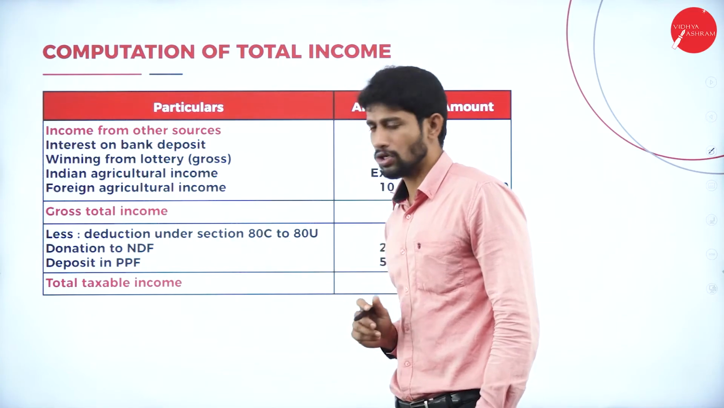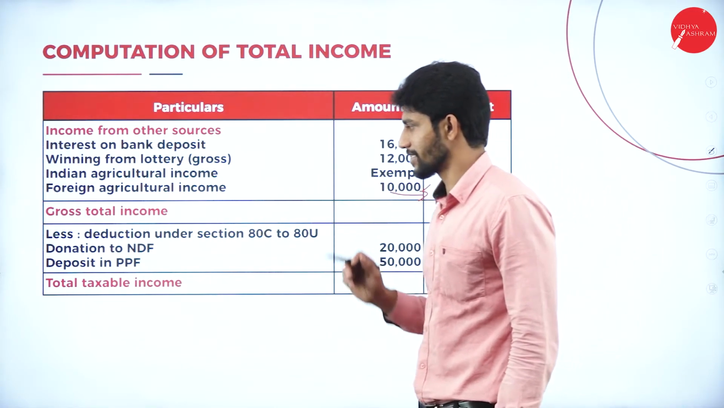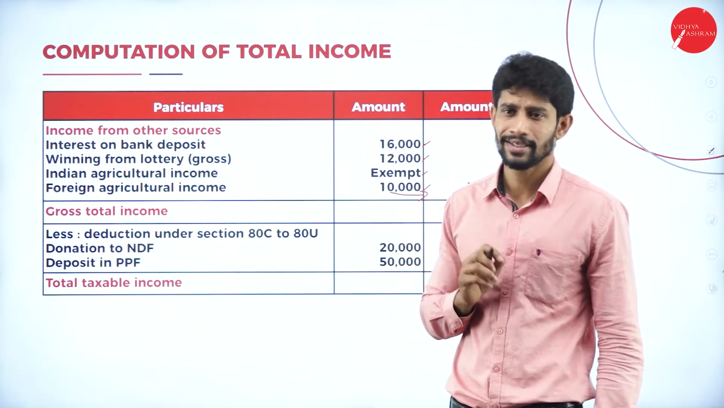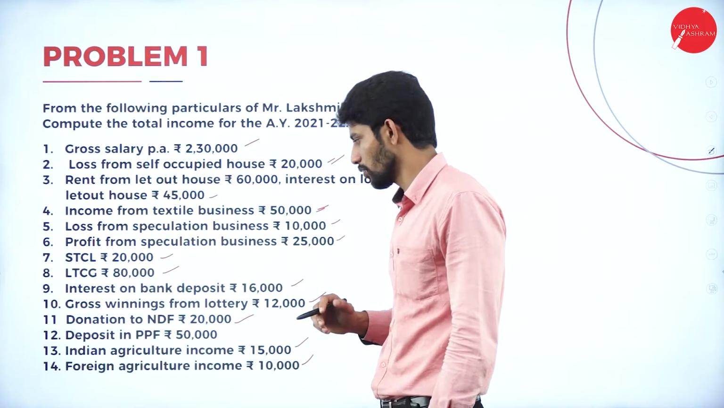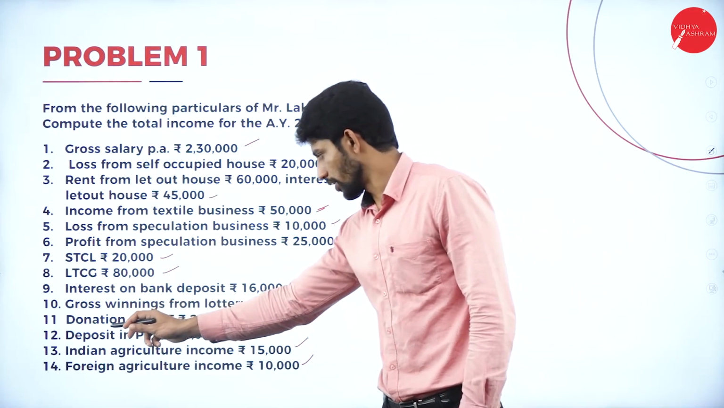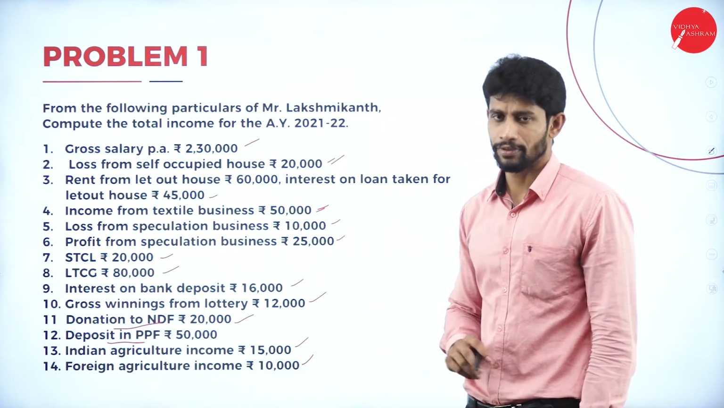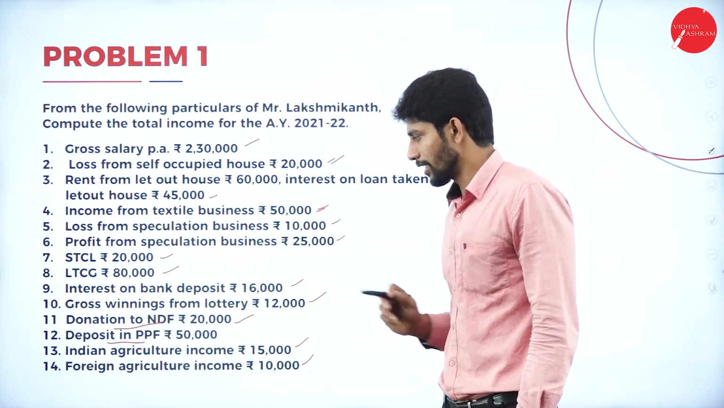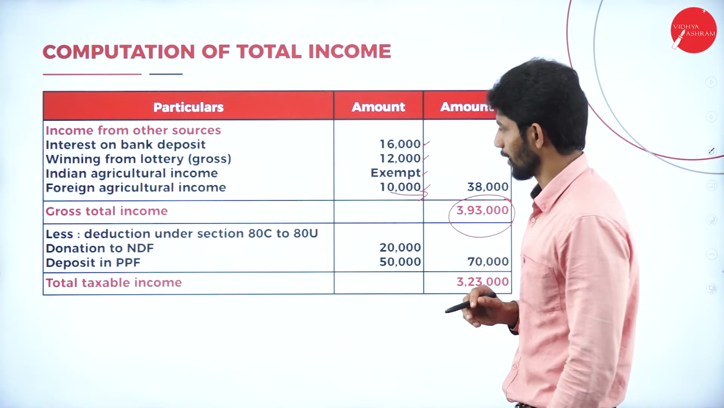That is called gross total income. Next, from gross total income, less deduction under section 80C to 80U. Yes, we have two deductions under section 80C to 80U. One is donation to NDF and the second one is deposit in PPF.